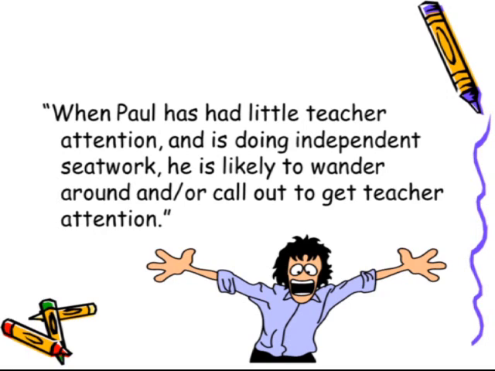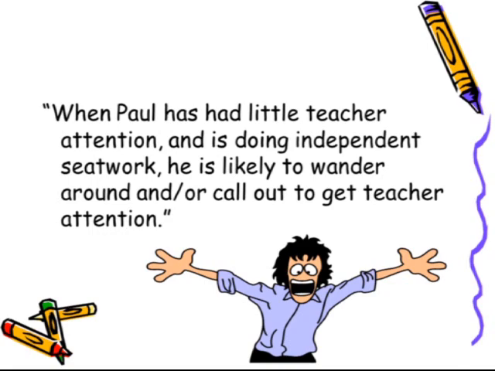Now this one's a little tricky. What is the antecedent? Is the antecedent when he's had little teacher attention, or is it he's doing independent seat work? Well, it's both. You've got two situations here. He hasn't had a lot of attention. He's also doing independent seat work. So those are both antecedents. The function is to get teacher attention. That's the reason the behavior is occurring. Now, notice these summary statements just have basic information in them. They don't have a lot of stuff. They're usually one sentence. So it really is a statement.